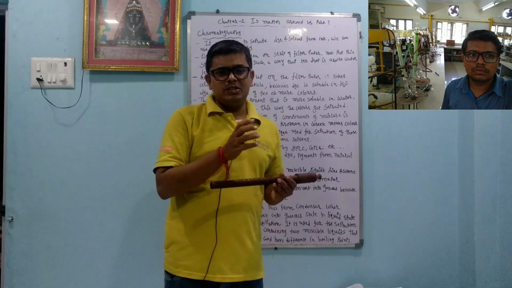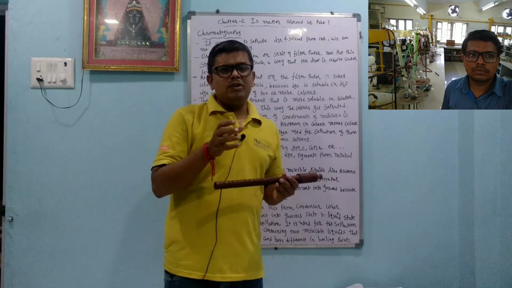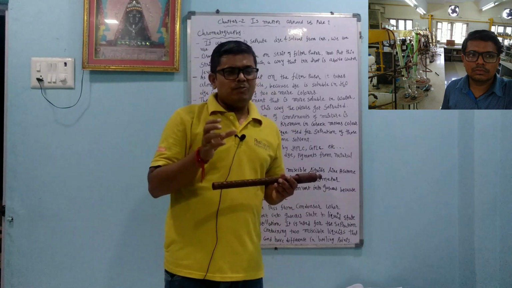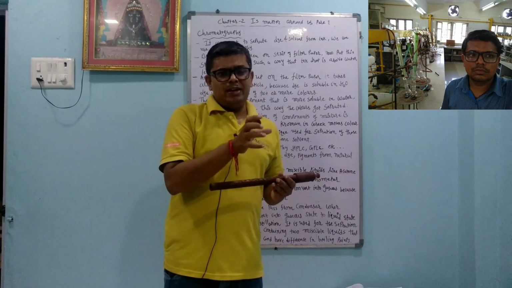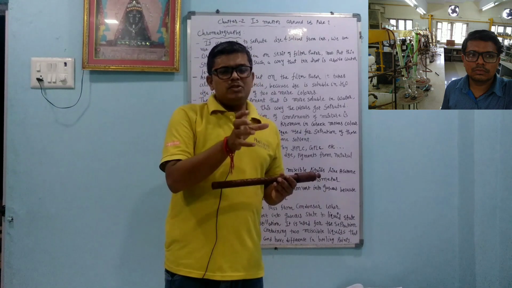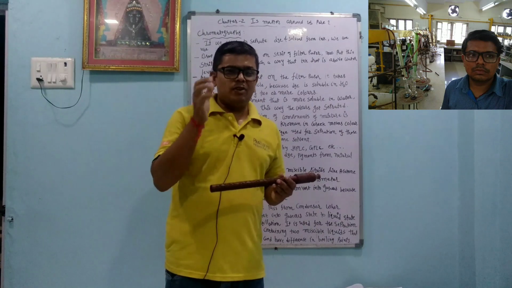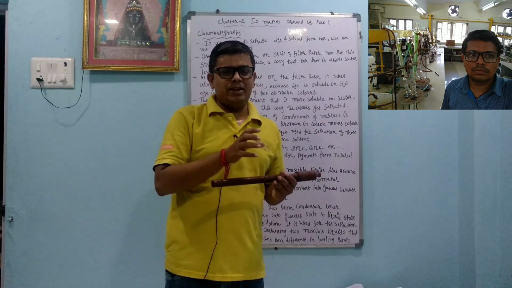At that time we use the distillation method. So for that we take the distillation flask, we use a thermometer, and we use a condenser. The distillation flask is to carry the mixture of acetone and water. You can use different liquids also which are soluble in each other.